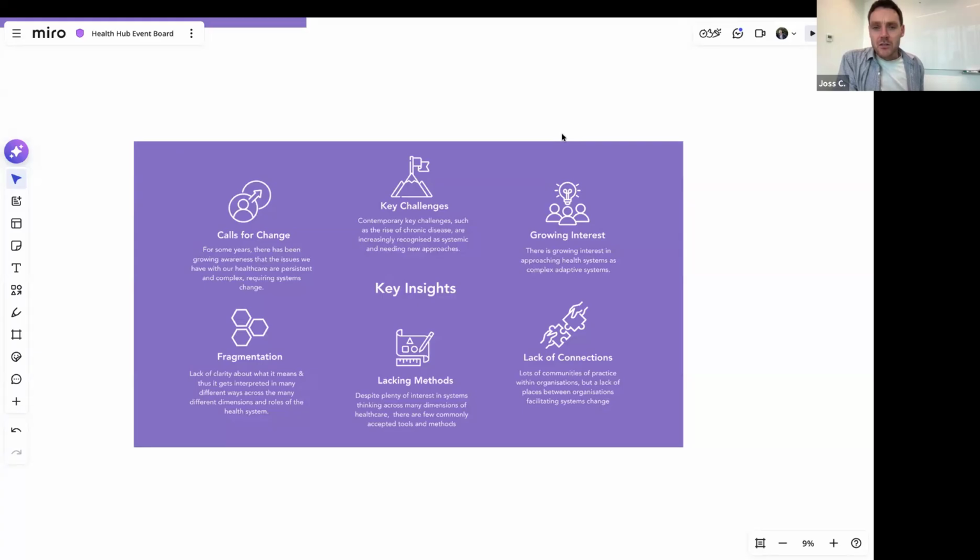Contemporary key challenges, such as rising chronic diseases, are increasingly recognized to be systemic and needing new approaches. So again, there's awareness around the systemic nature of these challenges, and that partial approaches aren't sufficient. There's growing interest in systems thinking, and I think that's been there for a number of decades. Of course, when we talk about healthcare, we're talking about many dimensions, and multiple different actors. That's part of this, right?